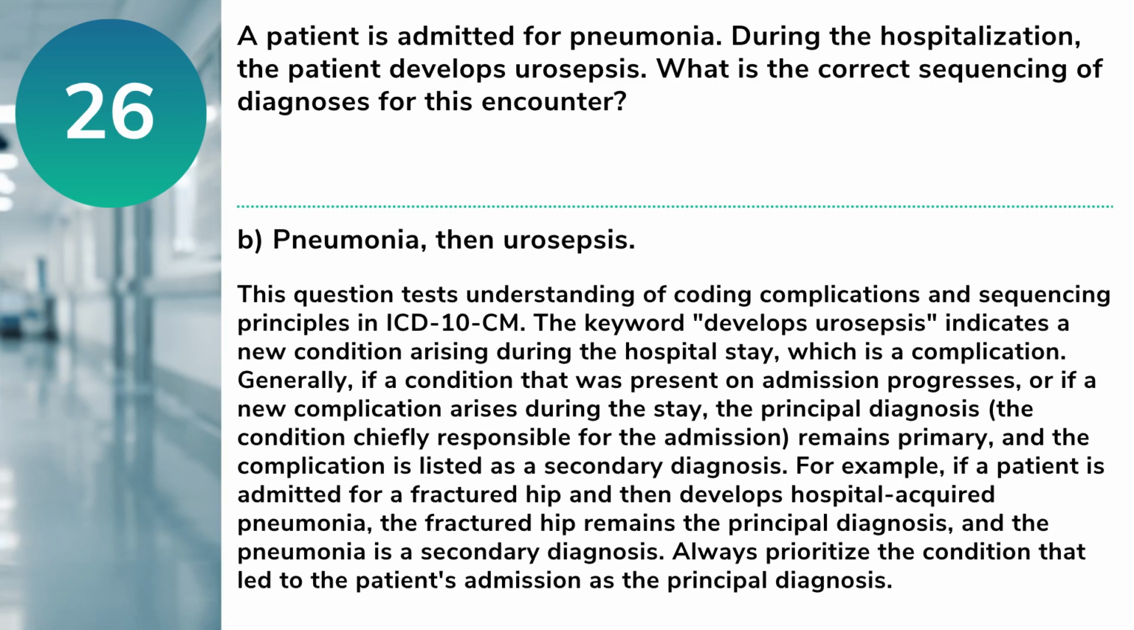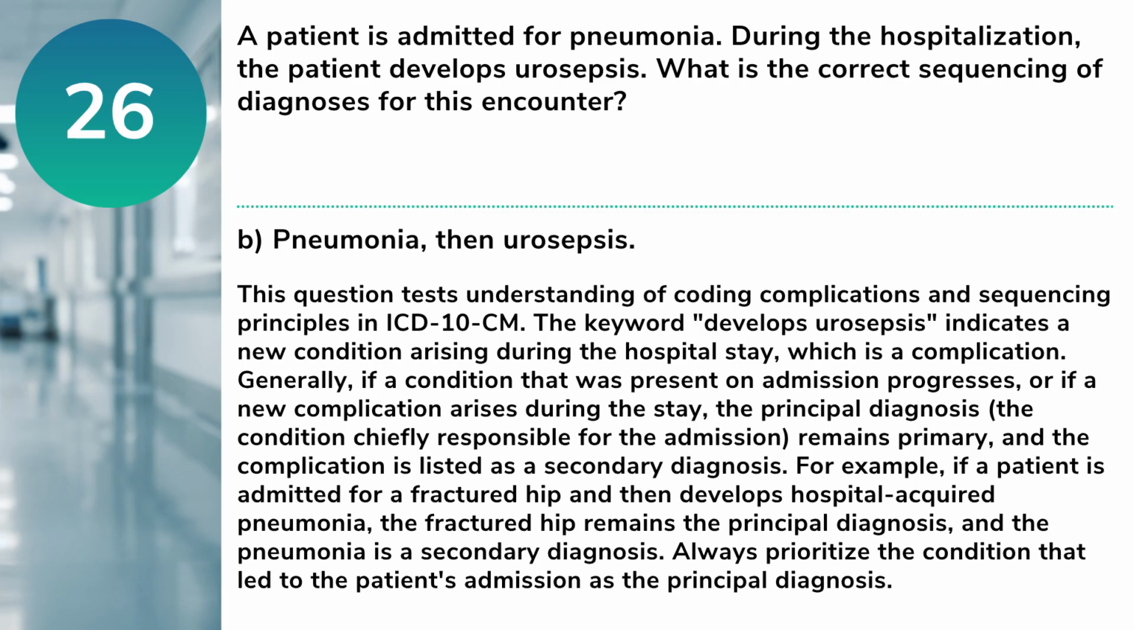Answer B. Pneumonia, then urosepsis. This question tests understanding of coding complications and sequencing principles in ICD-10-CM. The keyword develops urosepsis indicates a new condition arising during the hospital stay, which is a complication. Generally, if a condition that was present on admission progresses, or if a new complication arises during the stay, the principal diagnosis, the condition chiefly responsible for the admission, remains primary, and the complication is listed as a secondary diagnosis.